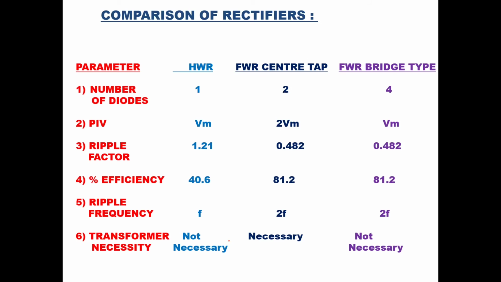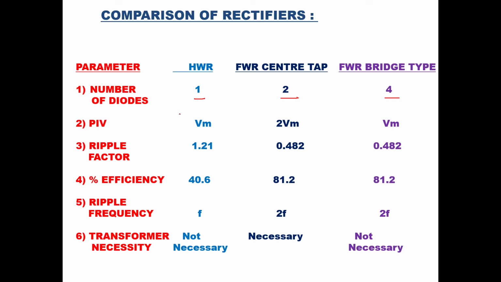Then if you compare the rectifiers, we'll take the parameters on the first line, then half wave rectifier, full wave center tap, and full wave bridge type. If you take the first parameter, number of diodes, in the half wave rectifier we know that we have used only one diode. In full wave center tap, we are using a center tap transformer with two diodes. And in full wave bridge, we are using a bridge of four diodes.